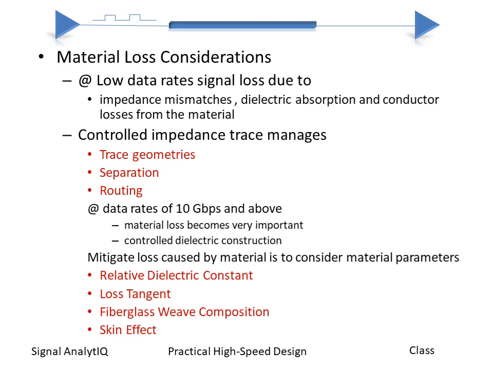Now, at data rates of greater than 10 gigabits per second and above, the material loss becomes very important. So, controlled dielectric constructions should be maintained here. In order to mitigate these losses caused by the material and the material parameters, you have to think about some of the parameters related to the material, like relative dielectric constant, the loss tangent, fiberglass weave composition, and skin effect.